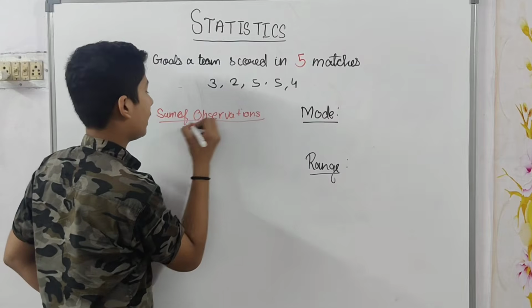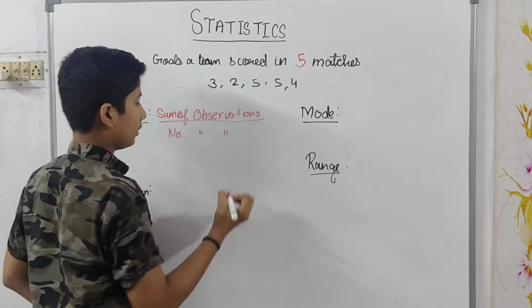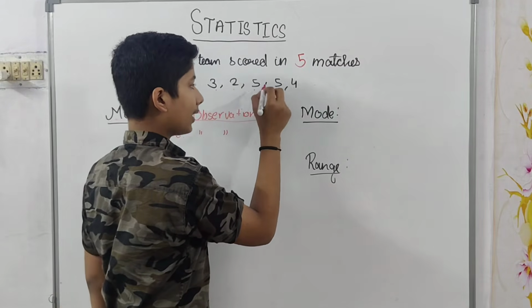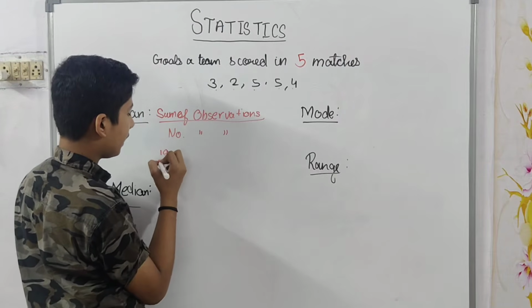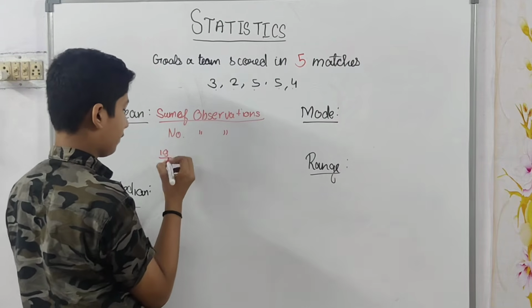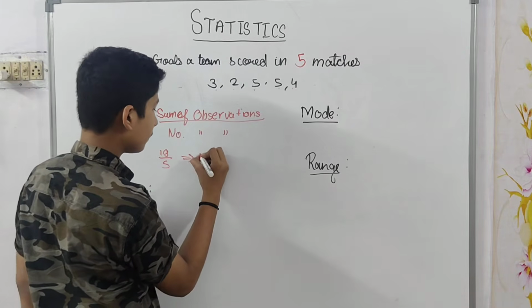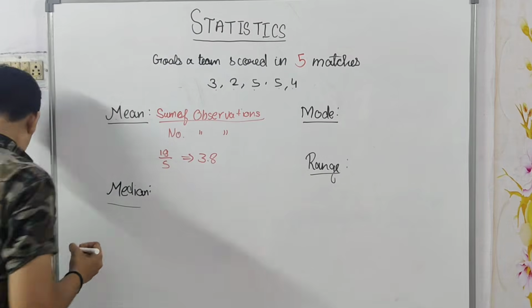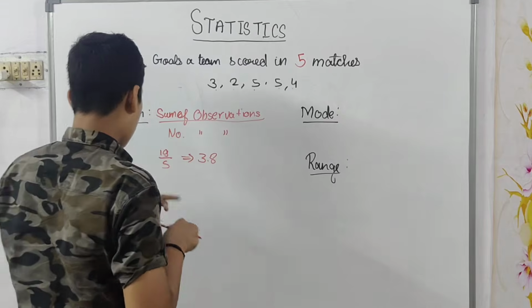Mean is the sum of observations divided by the number of observations. Now the sum of observations is 3 plus 2, 5, 10, 15, 90, which is 19 divided by 5. So this would be the mean, 3.8 will be our mean. Now our median.